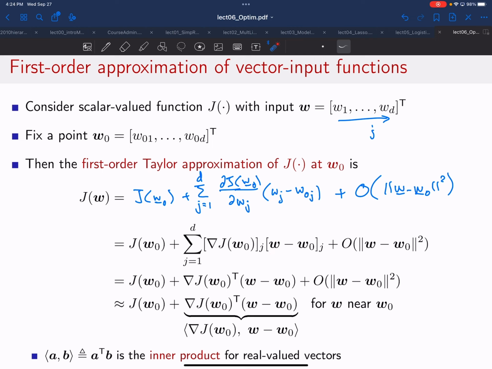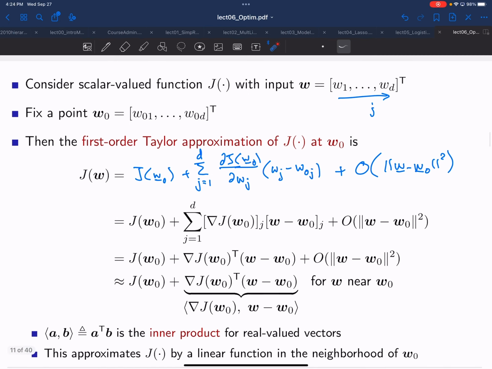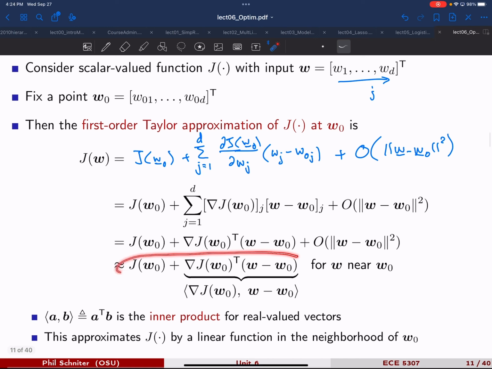Okay, and then finally, the last step is to say, if I want to make this equality into an approximation, I can do that by ignoring this big O term. And now we just have this nice, simpler expression.